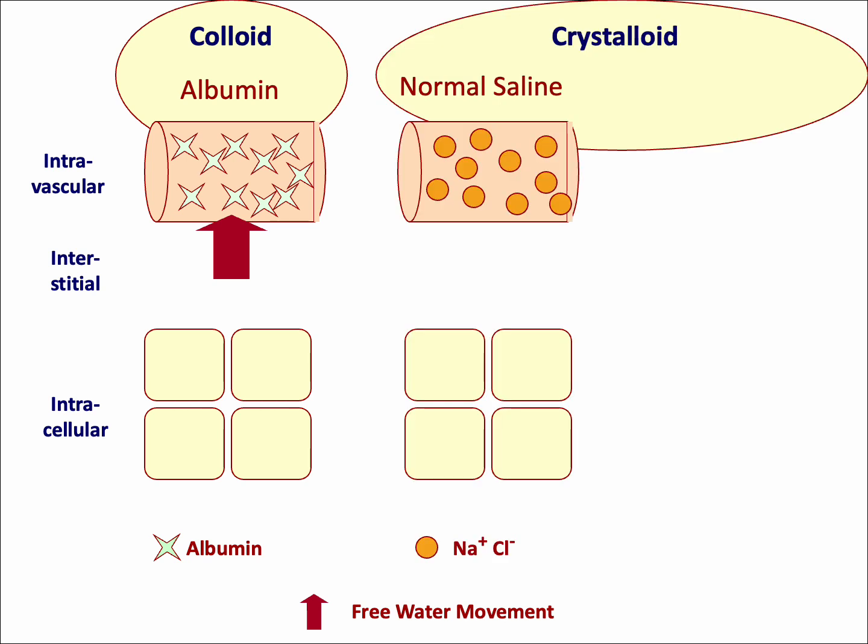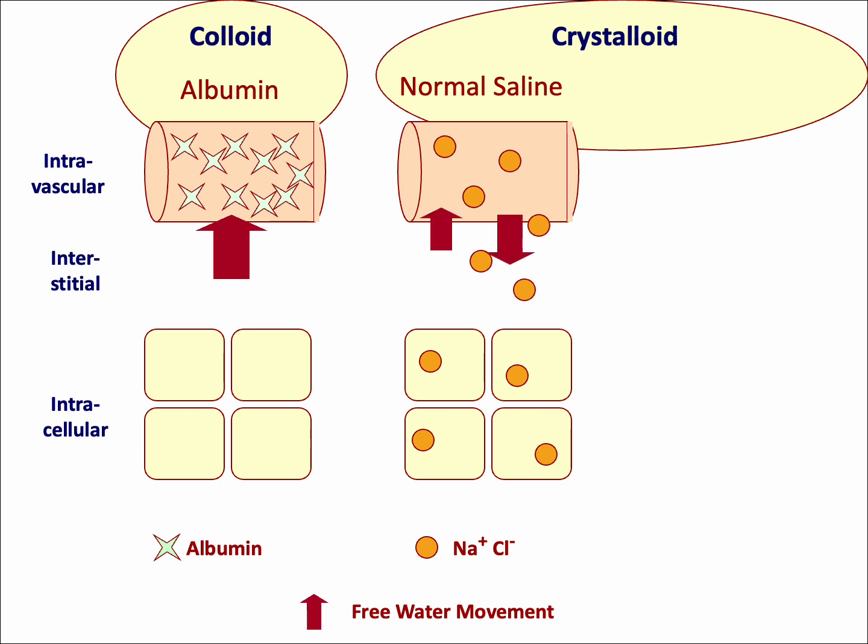For crystalloids, let's first look at normal saline. We first administer normal saline. Where does it go? It will begin to be transferred from the vasculature into the interstitial space, ultimately much of it going toward the intracellular space, and then coming to equilibrium between the intravascular, interstitial, and intracellular spaces.